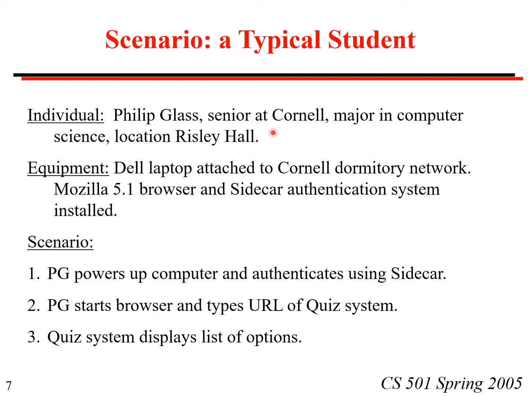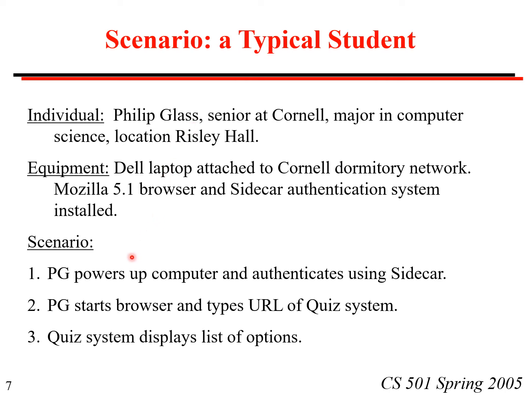So what they are doing here, see the individual: Philip Glass, senior at Cornell, major in computer science, location Risley Hall. What is the equipment here? Dell laptop attached to the Cornell dormitory network, Mozilla 5.1 browser and Sidecar, whatever is required for installation. So this is the equipment used here for that connection, and he is a particular individual who is working as an actor here. Fine.